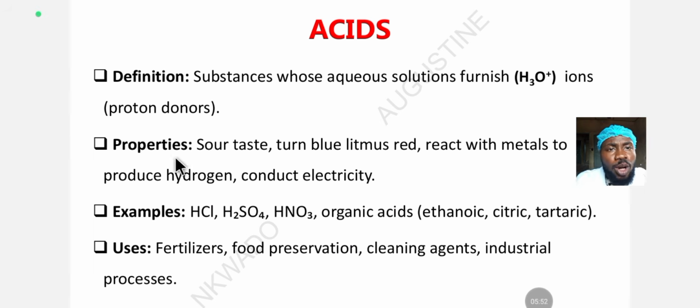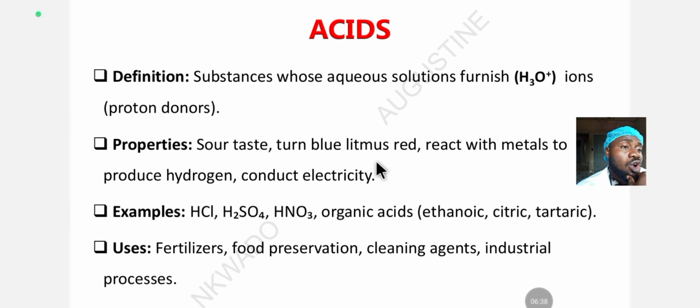Now let's look at the properties of acids. The first property of acid we have here is that it has a sour taste. This one is a physical property. It's usually a sour taste; that's the characteristic feature. It turns blue litmus paper red. So when blue litmus paper turns red, that tells you the solution is acidic. This is also a physical property.